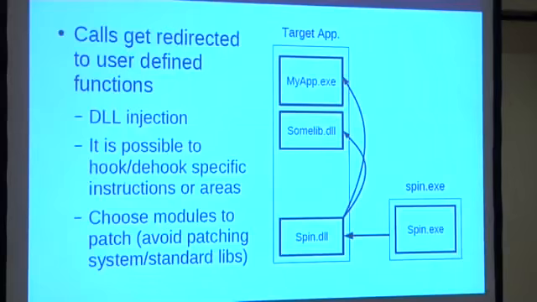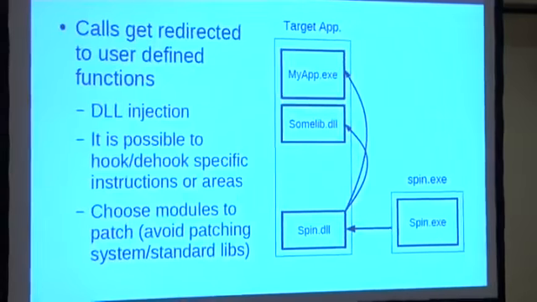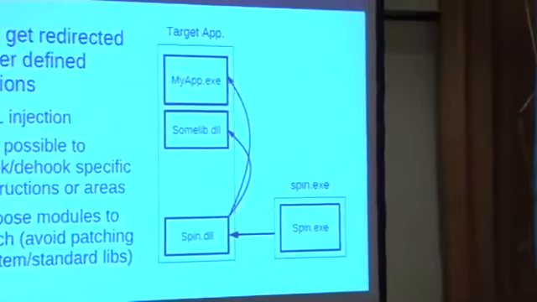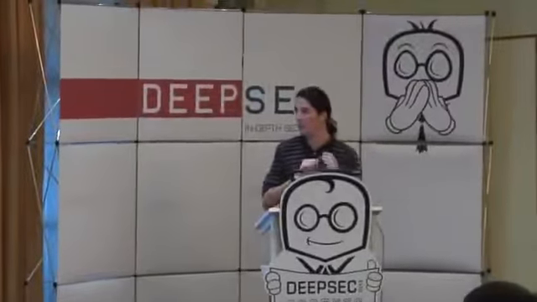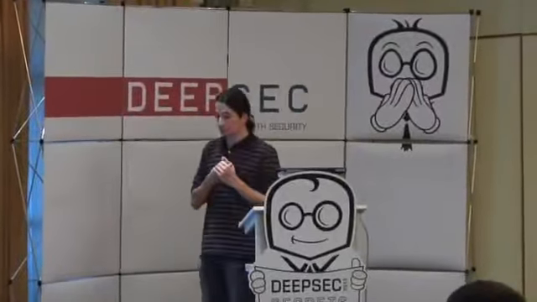And a good thing is that we can choose which parts of the application we want to patch, because usually we don't want to patch Microsoft or system DLLs. There's nothing interesting in there, and we can just drop those hooks, and the program will run faster. I think I have a drawing here. Yeah, this is how the thing works.